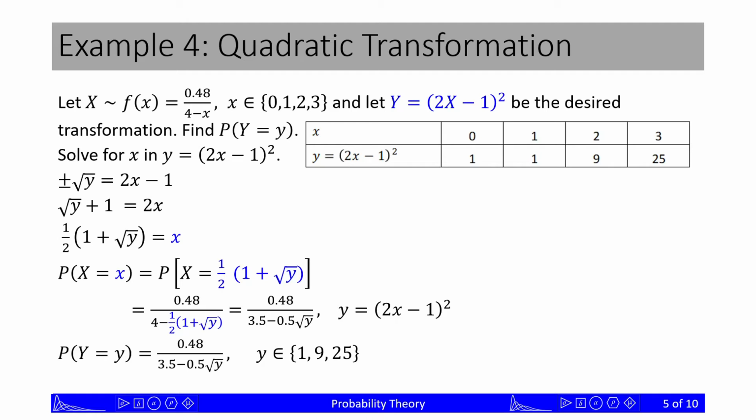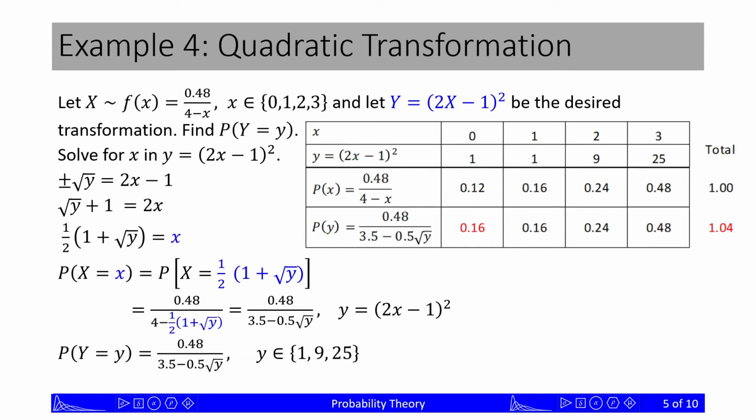Unfortunately, when 2 values of x result in the same value of the transformed random variable y, the inverse substitution method will not work. In the table, we have transformed each individual value of x. Notice that both x equals 0 and x equals 1 transform to y equals 1. We will have to add those probabilities.